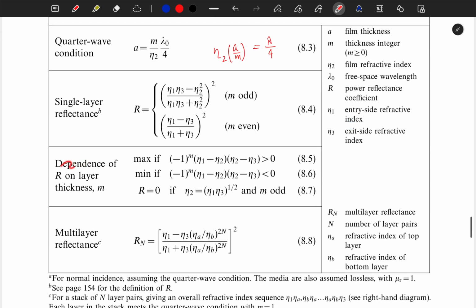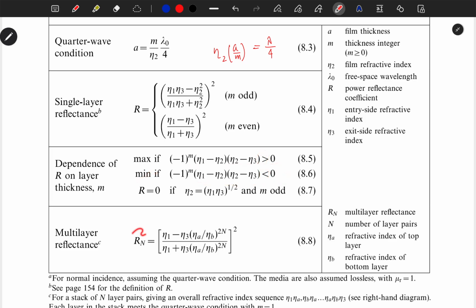Dependence of R on layer thickness. So R is 0 when eta 2 equals (eta 1 eta 3) to the power half. Otherwise it will have a maximum if this condition is satisfied, or a minimum if this condition is satisfied. If this value is greater than 0, then maximum; less than 0, then minimum.